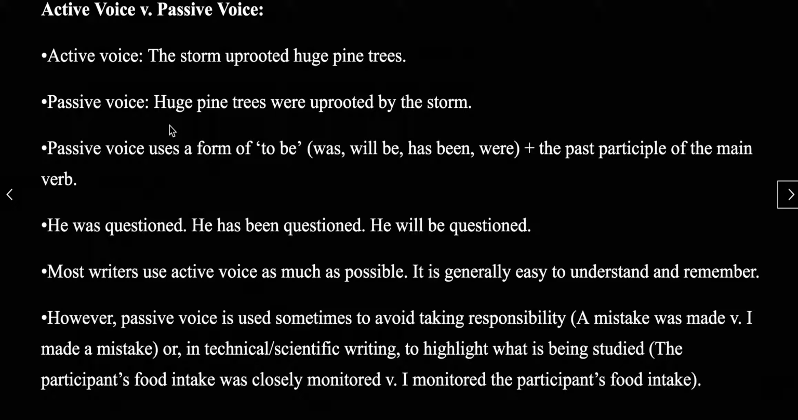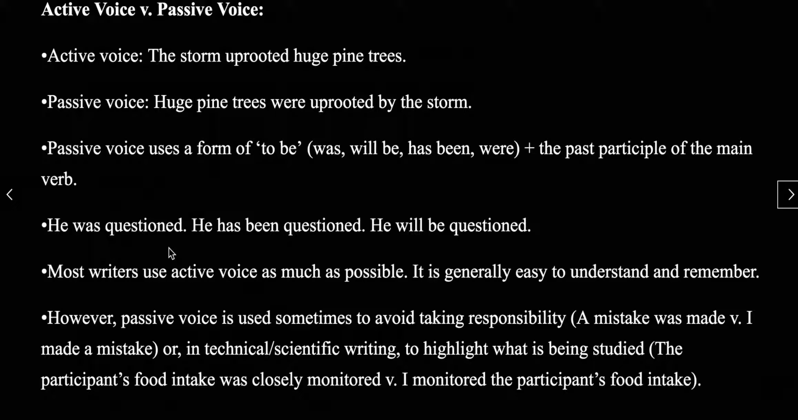With passive voice, you use a form of to be, was, will be, has been, were, plus the past participle of the main verb. So, huge pine trees were uprooted by the storm. Generally, a past participle will have the ed on it. Here are some other examples. He was questioned. He has been questioned. He will be questioned. These are all passive.